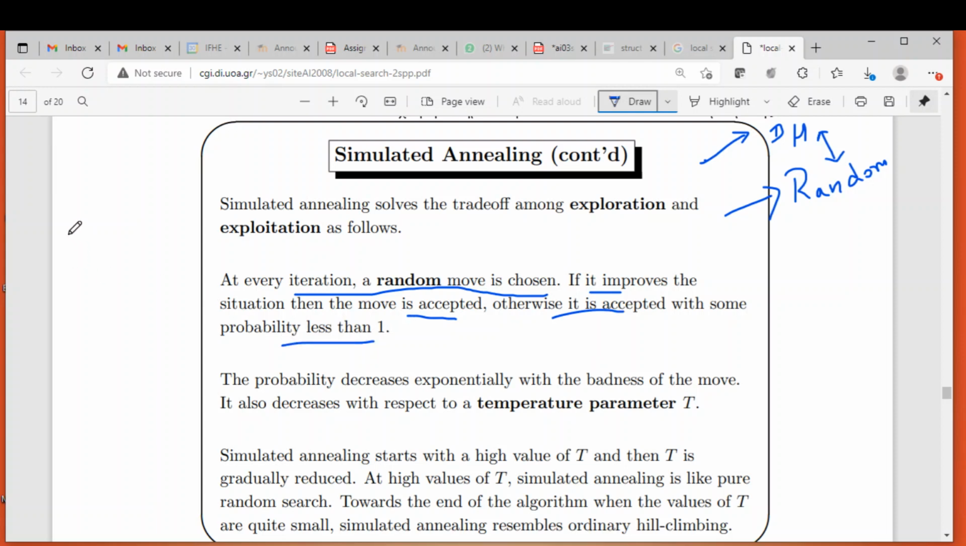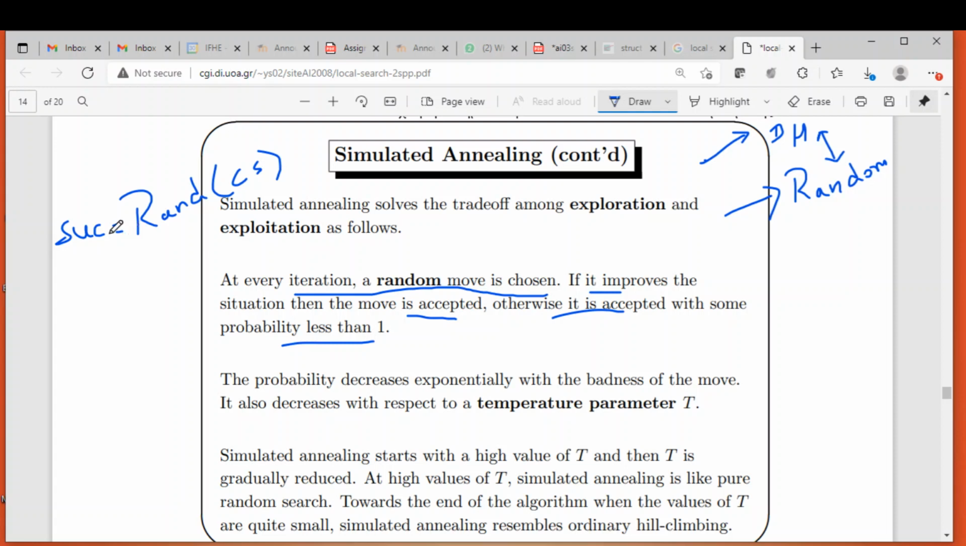So we can say something like this. At every time the successor is generated randomly. So successor is equal to a randomly generated successor from the current state. The next state, the successor, is nothing but it is randomly generated from the current state.